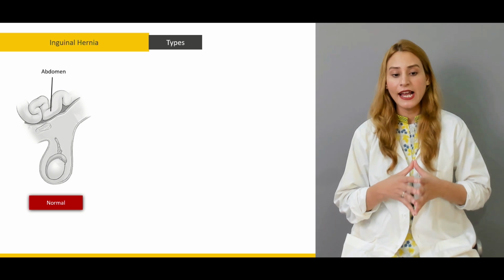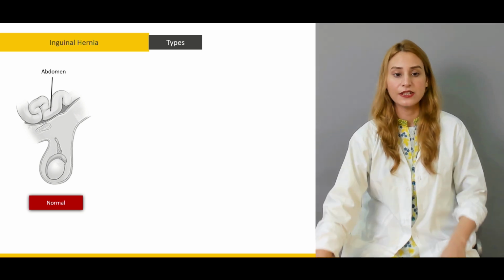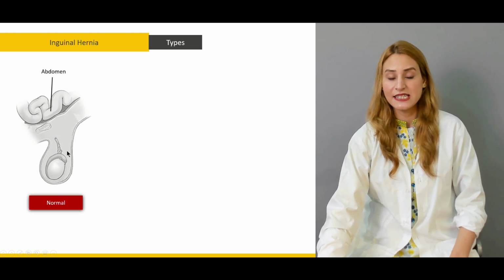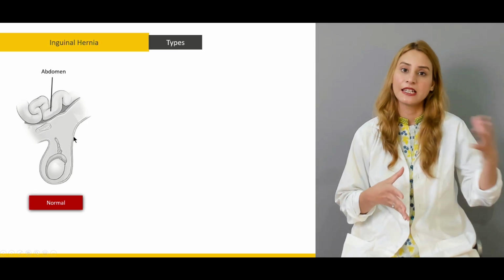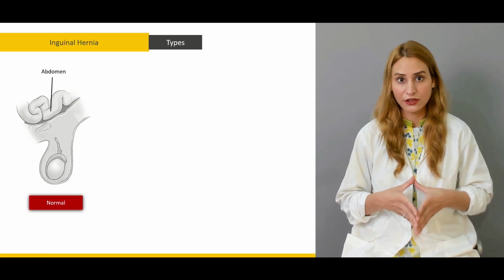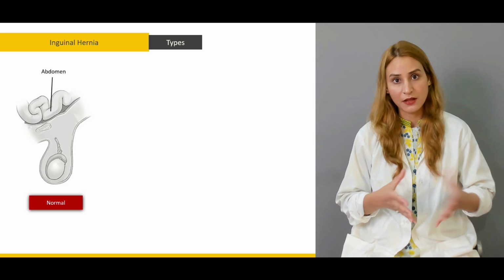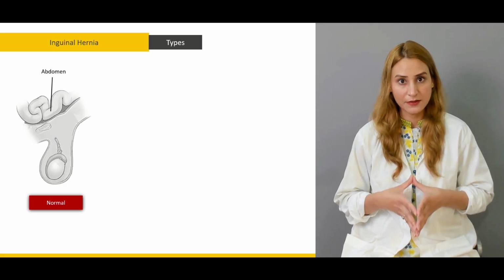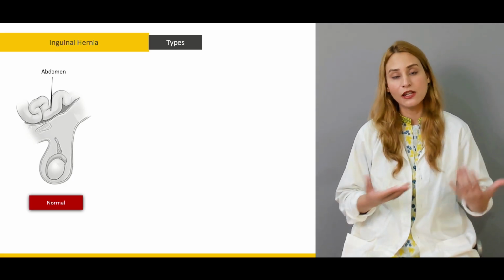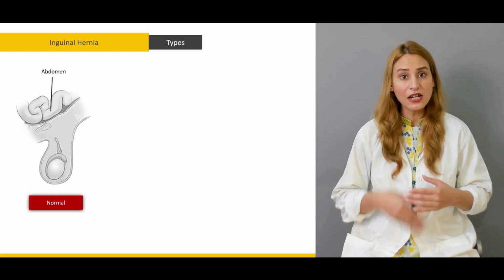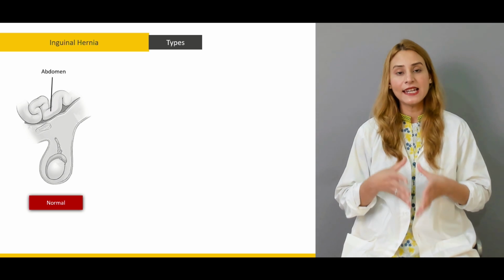this canal. As you can see in this picture, this is the abdominal wall, and this is basically the scrotum, and the testes are within the scrotum. But in early childhood, the testes are located in the abdomen. They're not located in the perineum. So they are in the lower part of the abdomen, but they migrate from the abdominal wall down to the scrotum. Why does it happen?